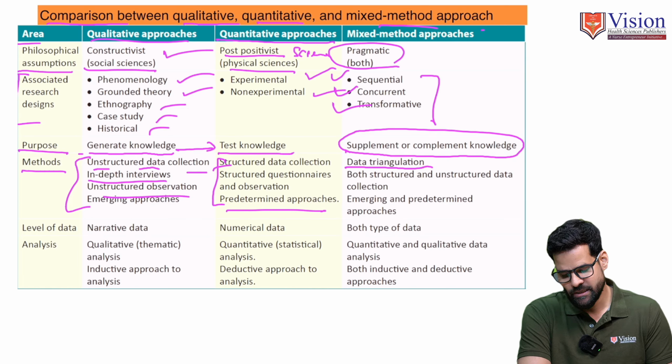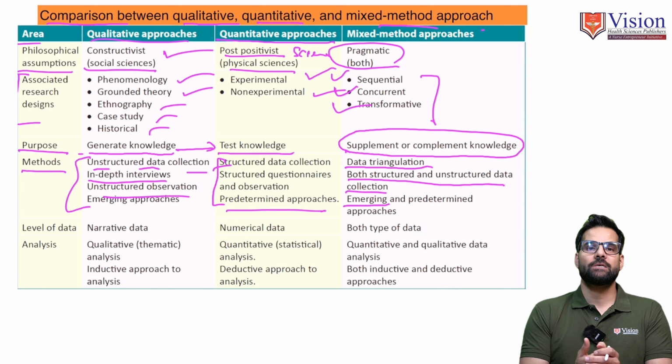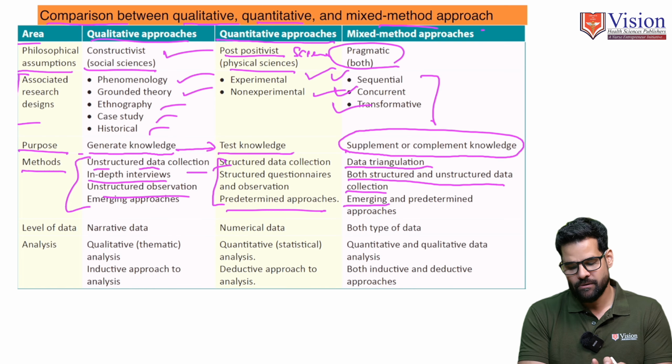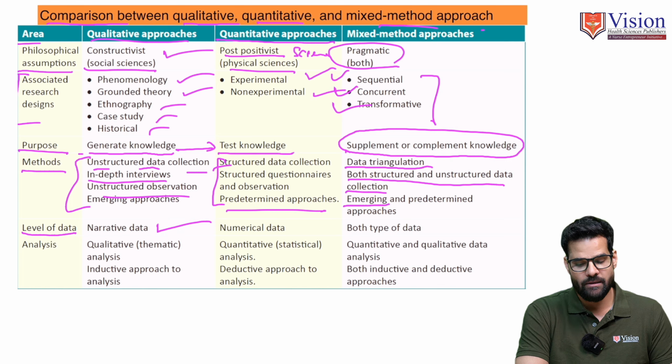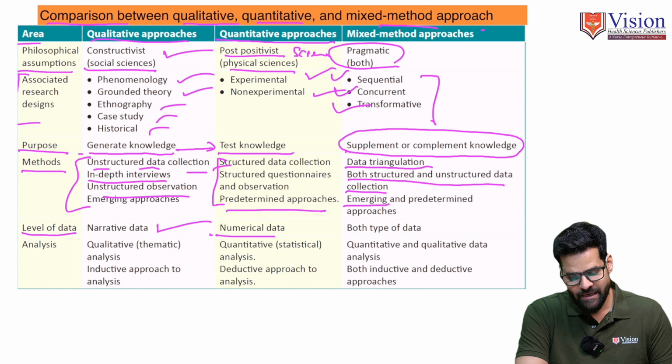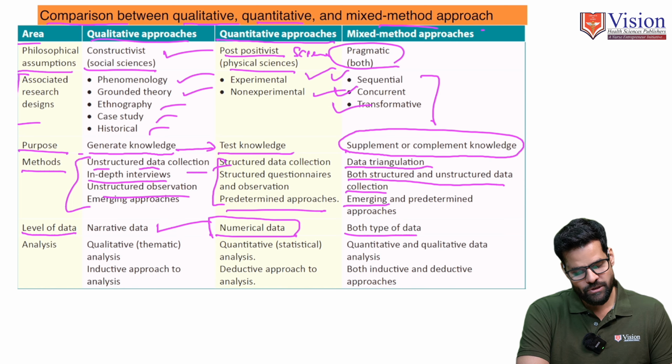Okay, just collecting the data. Both structured and unstructured data collection strategies, they are emerging. That's why mixed method approaches or qualitative approaches are emergent, basically. Okay, so if you compare in terms of level of data, normally it's narrative data for qualitative, and numerical data we use for quantitative, all in numbers. Okay, and here we can use both types as a mixed method approach.